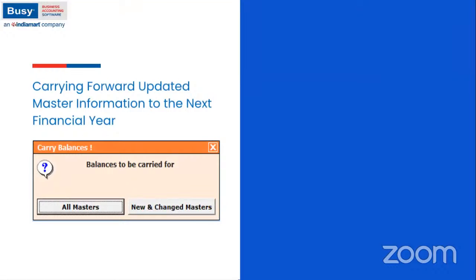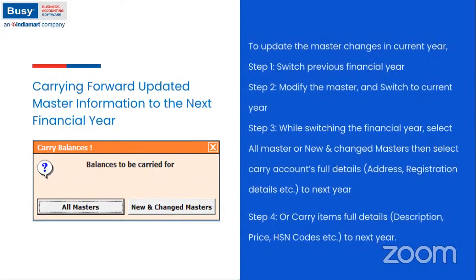In our next slide, let me explain another point: carry forward updated master information to the next financial year. Sometimes after creating the financial year, you need some changes in a party master, their mobile number, their GSTN number, or any item master information, etc. Then you can switch to the previous year, and there you can make some changes. If you make some changes in the previous year, then automatically those changes are not reflected in the current year. If you want them reflected in the current year, then you have to carry forward the balances or carry forward the information along with some settings that I can explain now.